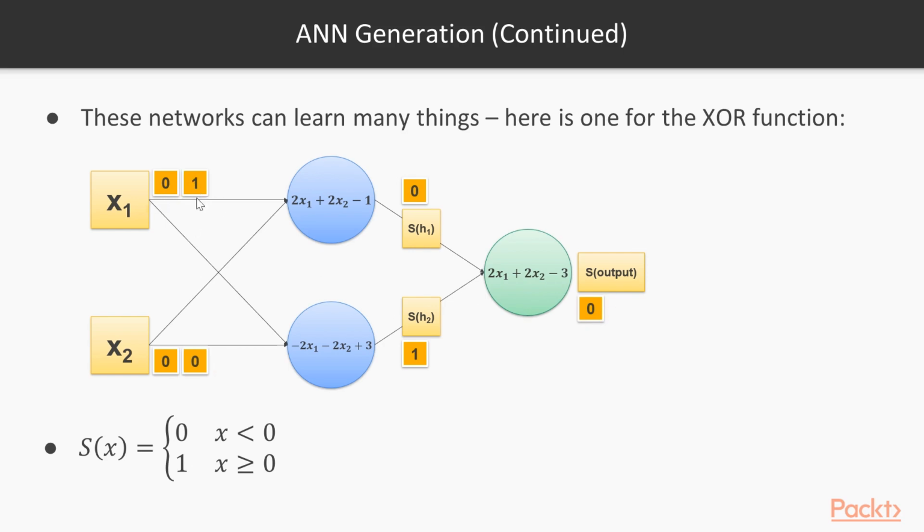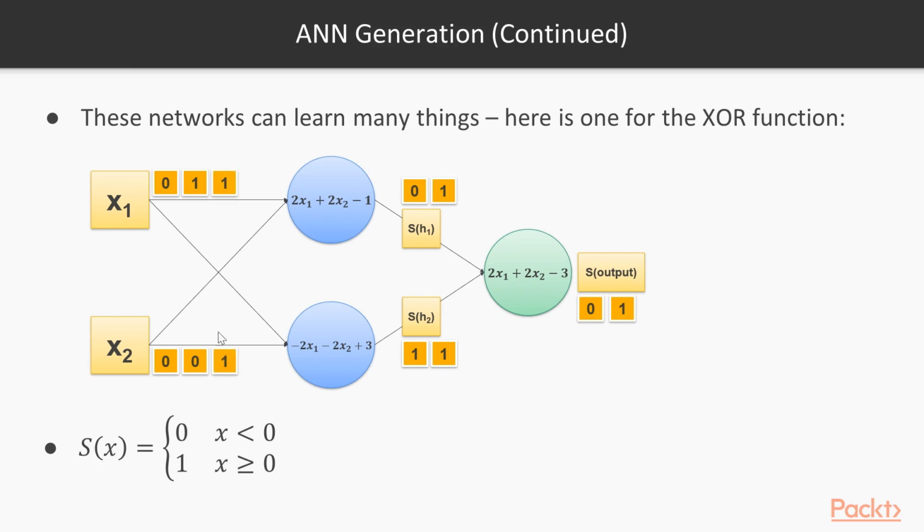Let's take another one, 1 and 0. So we get 2 times 1, which is 2, plus 2 times 0, which is 0, so 2, minus 1, which is 1. So 1 here. And similarly, we get minus 2, minus 0, plus 3, which is 1. So this will also output 1 here. And for both of these, we get 4 minus 3, which is 1, and s of 1 is 1, so the output will be 1. This is correct. 1 XOR 0 is indeed 1.